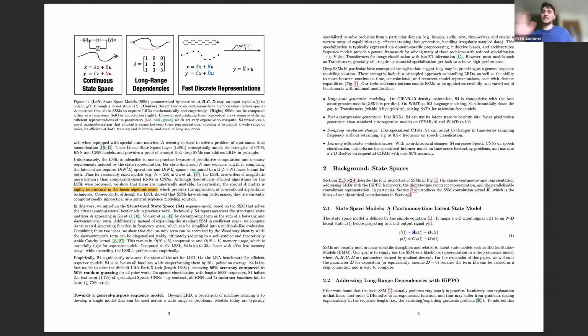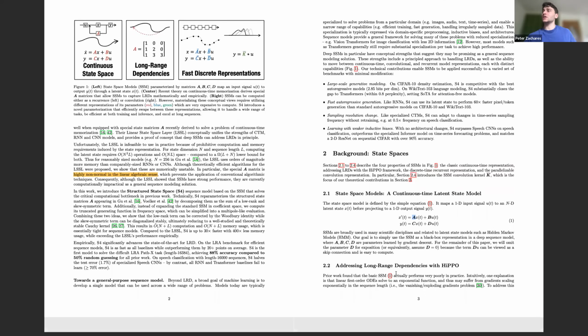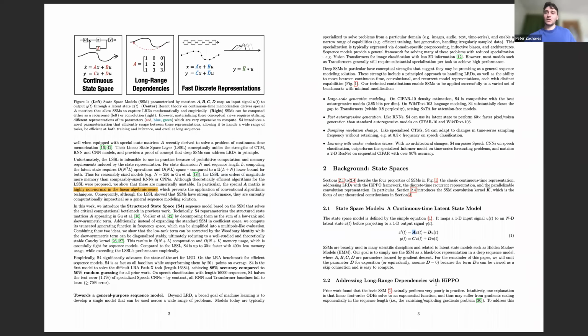So that's the state space representation and some background on it. The other thing that they use is this thing called a Hippo Matrix, which has a lot of cool math around it, which I don't know. But I looked it up a little bit so I could give a good explanation.